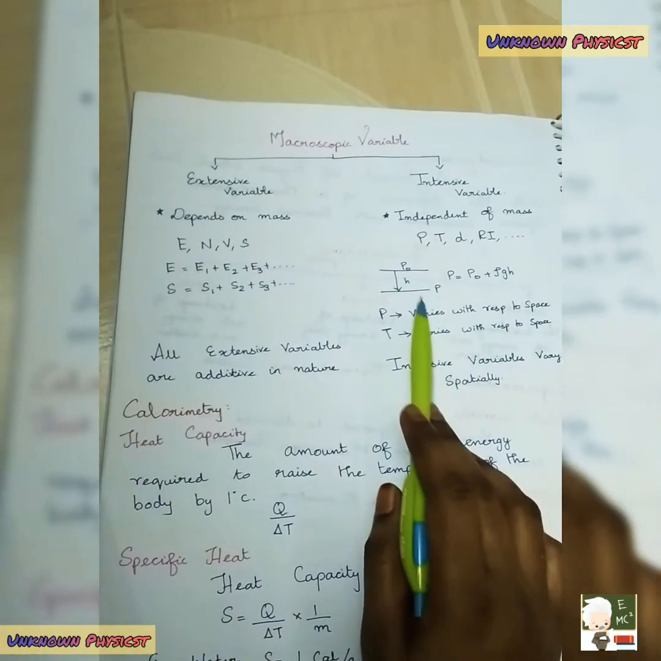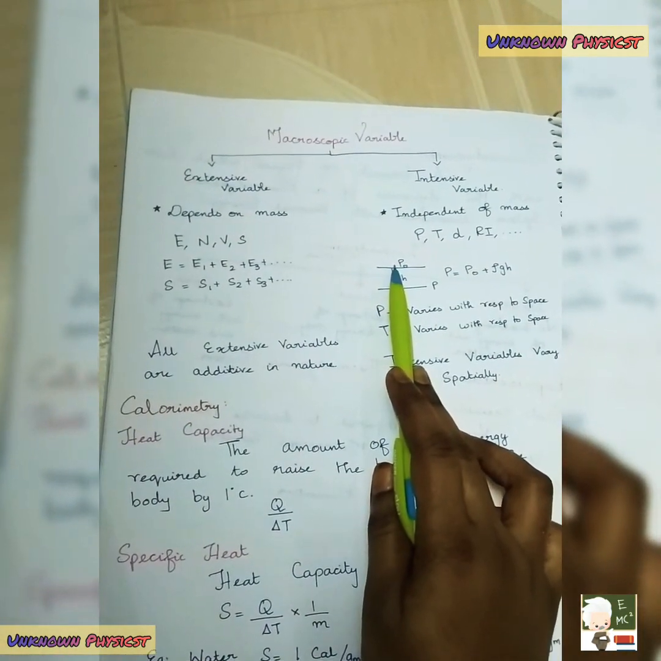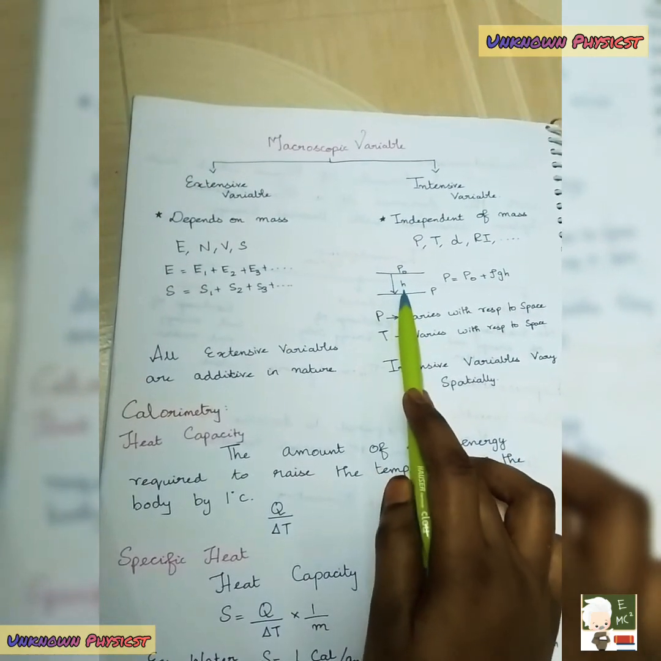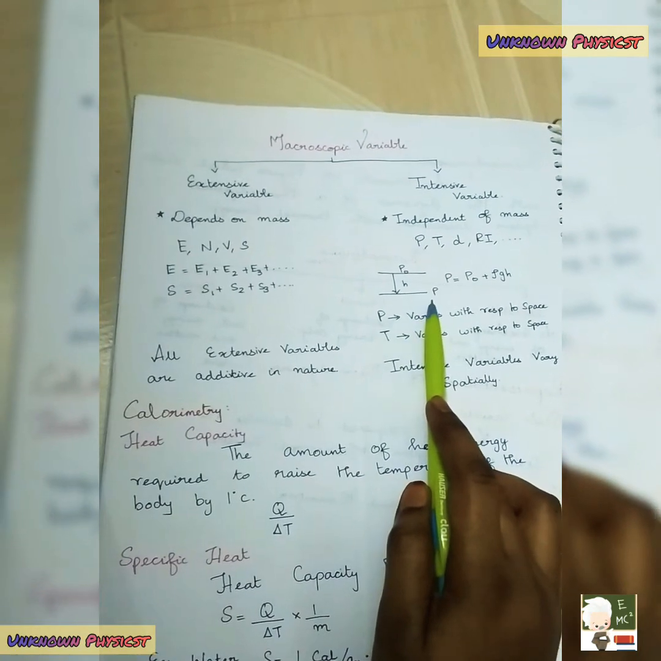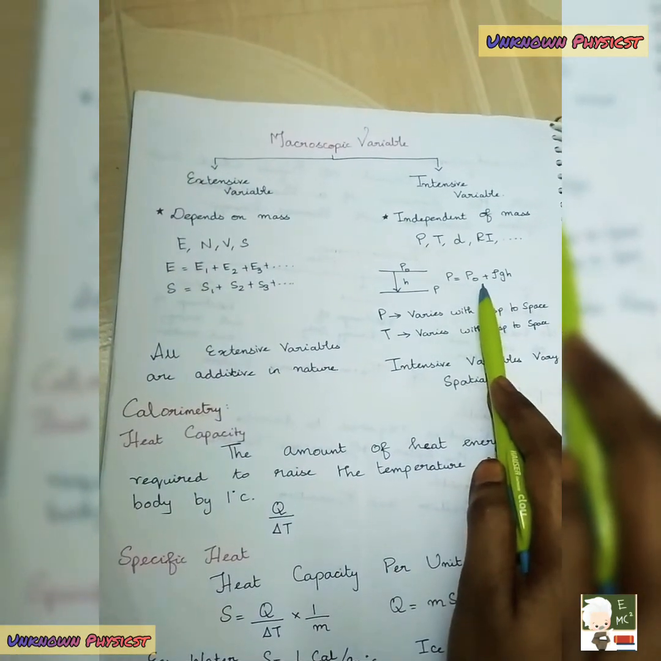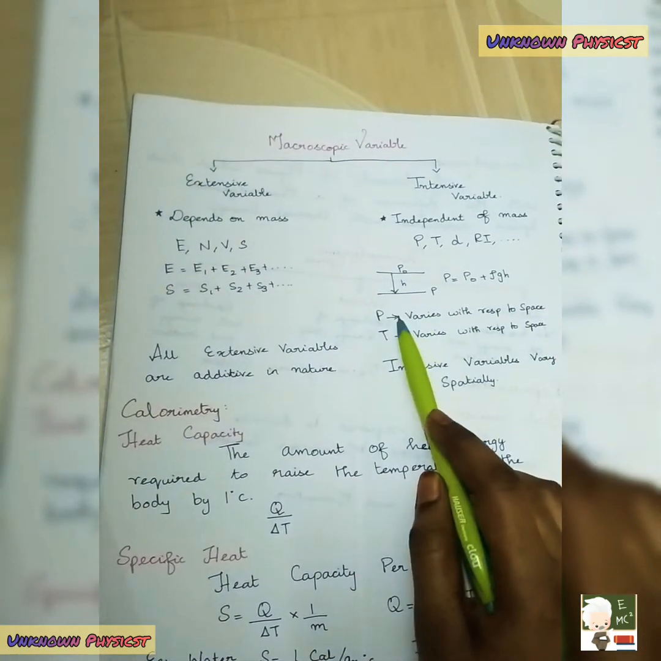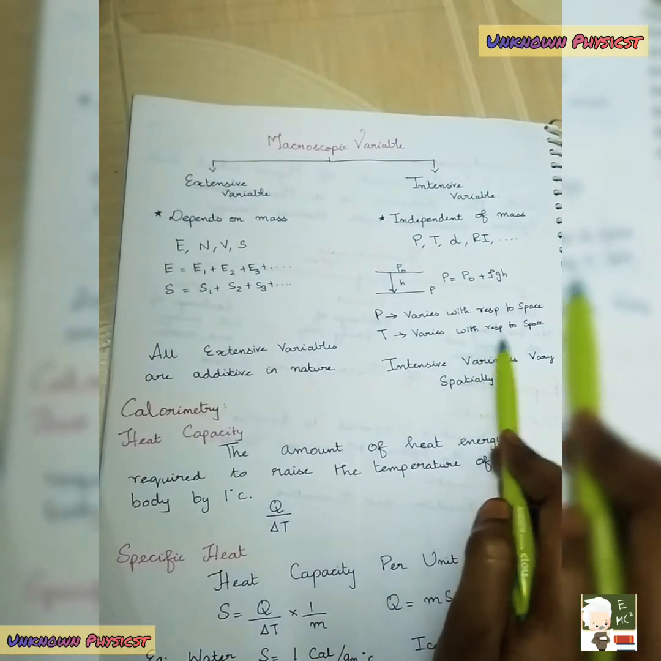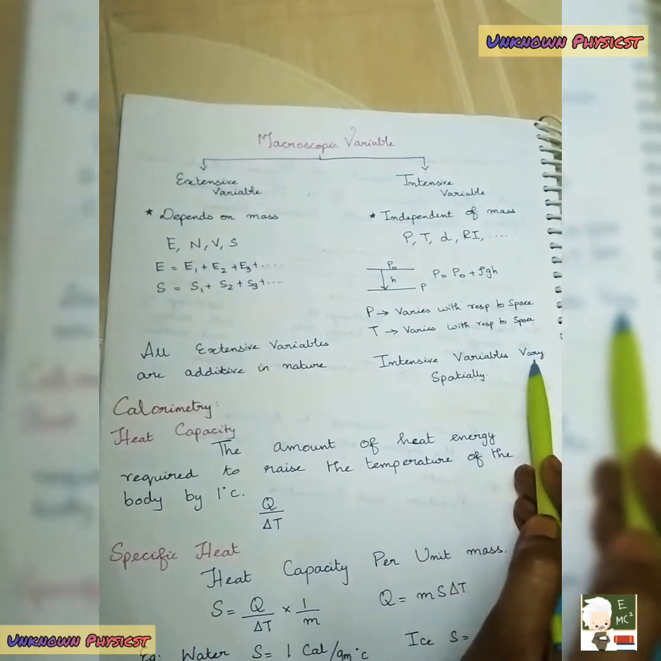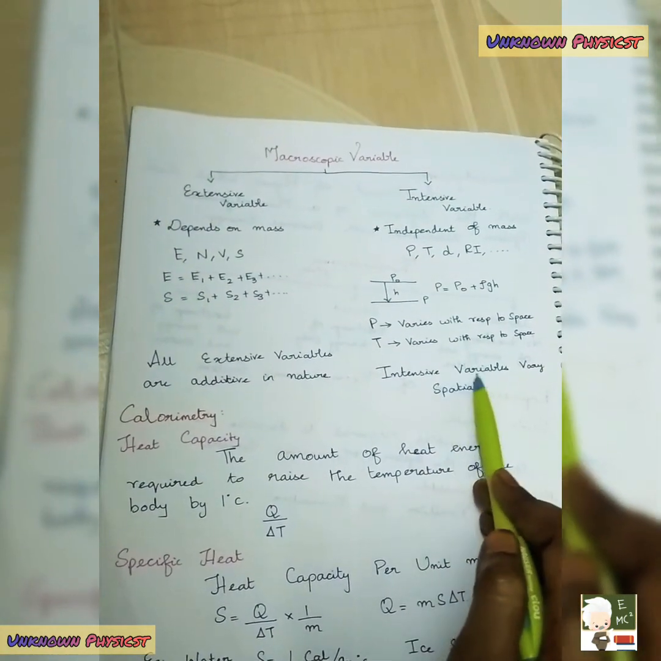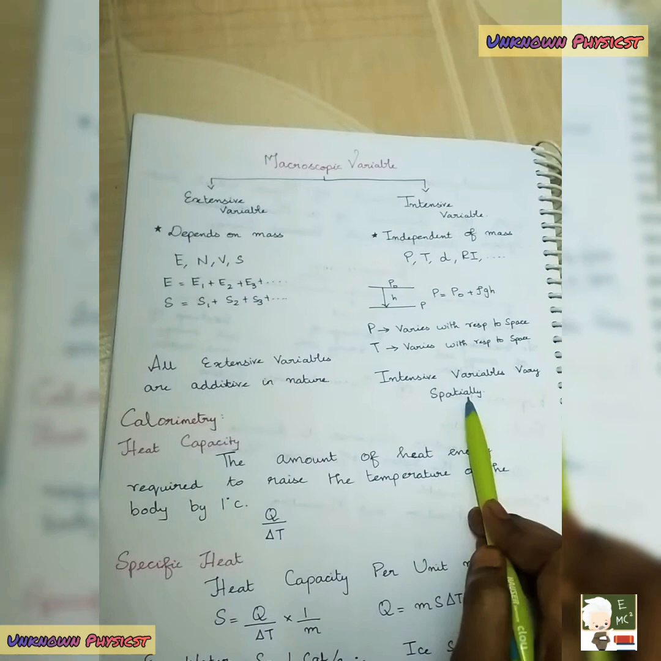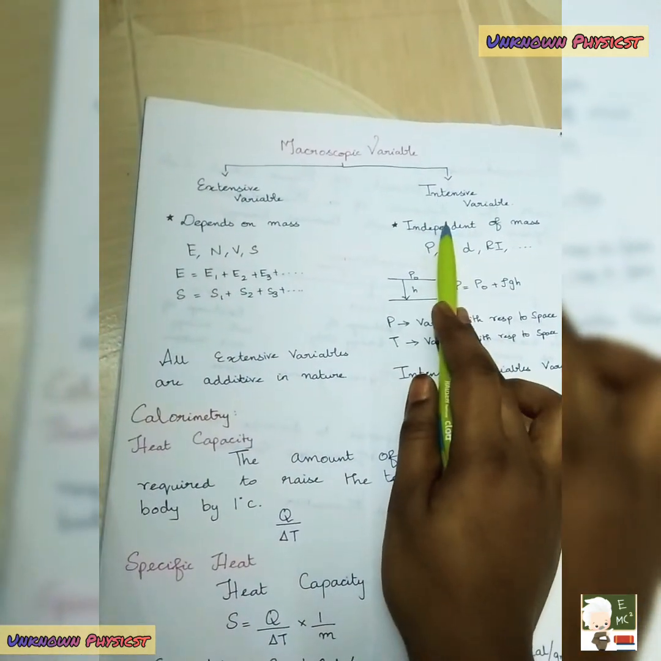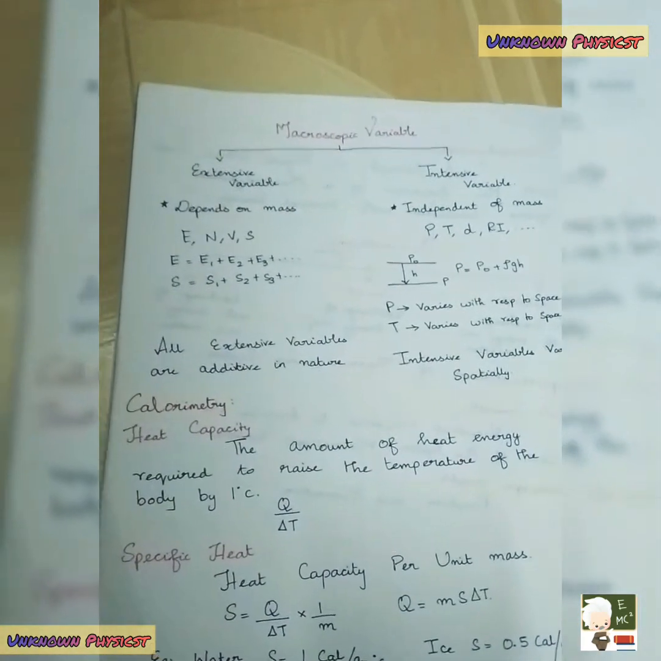Here, take P naught as the pressure at sea level. And there is a depth or a height represented as H. So, the pressure is P. So, pressure P will be equal to P naught plus rho g h. So, when you move downward, the pressure increases. And when you move upwards, the pressure decreases. So, here the pressure varies with respect to space. So, intensive variables vary spatially. And this has no additive property.